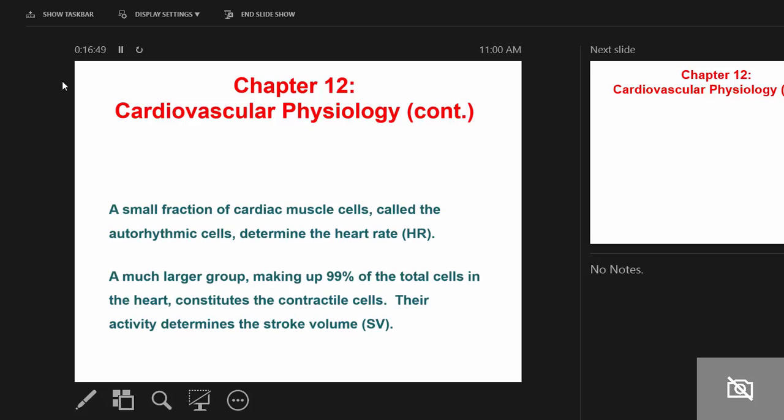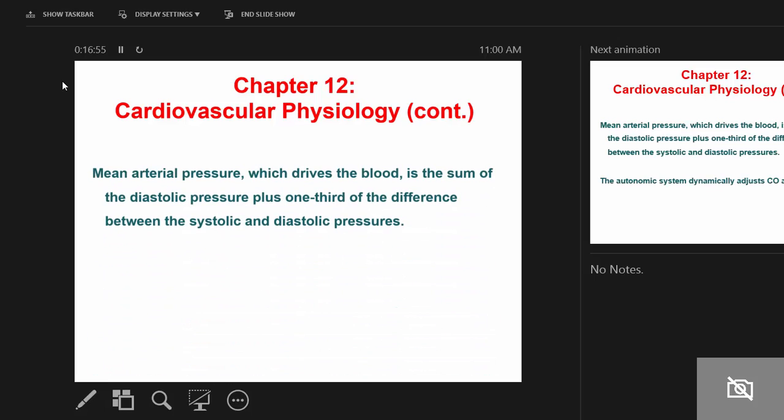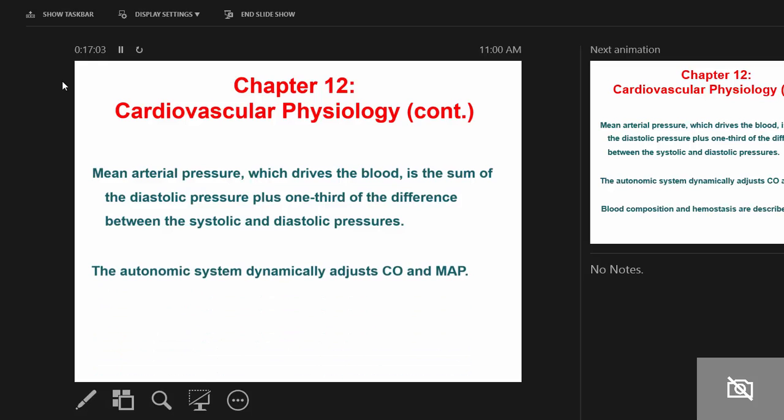99% of the cells can contract. They're contractile. No big deal. All right, let's get to the important stuff here. We just talked about this. This is what I was talking about with the arterial pressure, the autonomic system. Remember, the autonomic system is made up of the sympathetic and the parasympathetic.